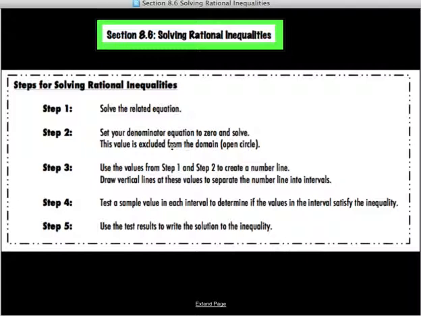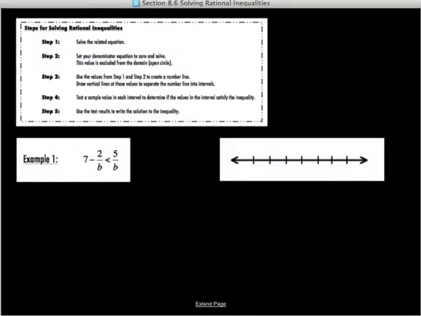Step three, we're going to use the values from step 1 and 2 to create a number line, and we're going to use those as dividers. So we're going to draw vertical lines to separate the number line into intervals. Step 4, we're going to test a sample value in between those intervals. And then step 5, we're going to use our answers from step 4 to write our solution. So we're going to work through this step by step on example 1.